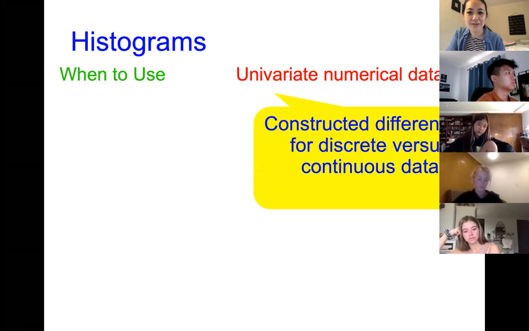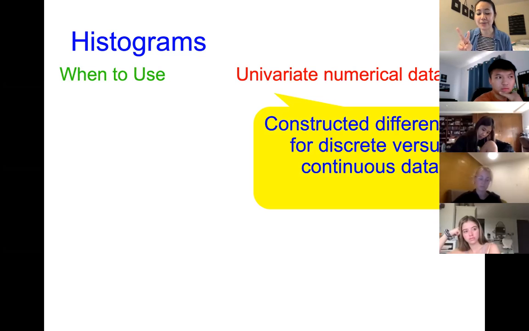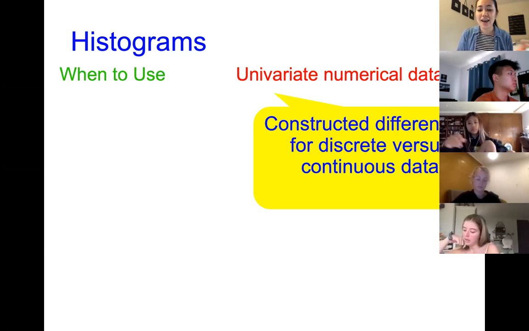When to use this graph is when you have univariate numerical data. The two different types we're going to talk about for histograms are a discrete version and a continuous version, because for numerical data, we have discrete numerical and continuous numerical. If you guys remember, discrete is like counting, like number of pets, number of siblings, pairs of shoes. Continuous were like measurements, like weight, height, head circumference, okay?